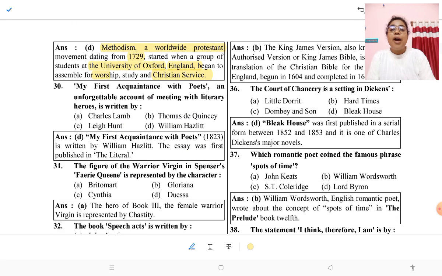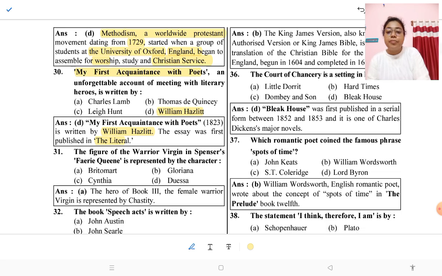Then, My First Acquaintance with Poets, an unforgettable account of meeting with literary heroes, was written by William Hazlitt in 1823, and the essay was first published in the Liberal. He met Coleridge, and then he wrote My First Acquaintance with Poets.